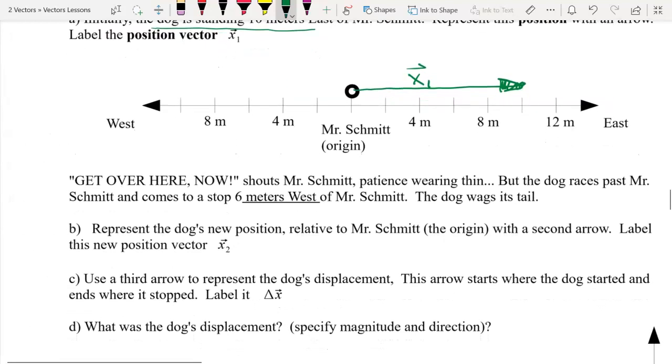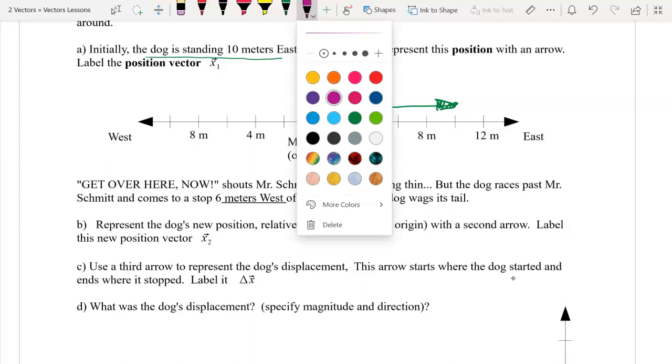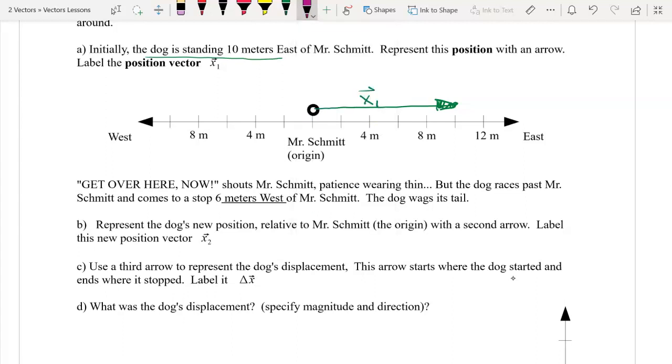Then I ask the dog to come to me, but the dog runs past me and comes to a stop 6 meters west of me now. Here's the dog's second position, and let's mark that x2.